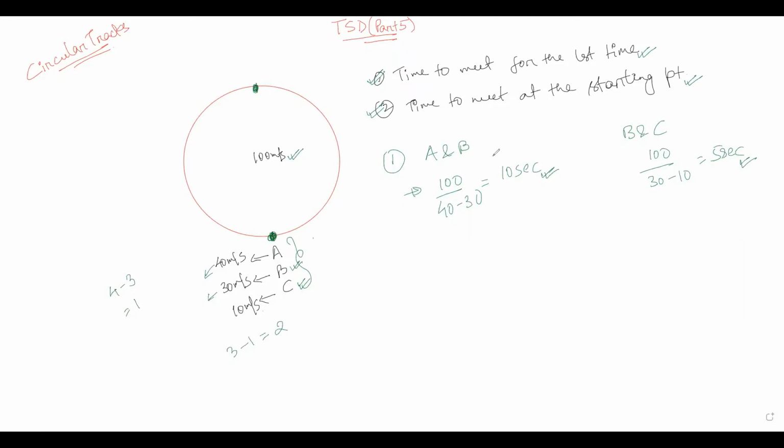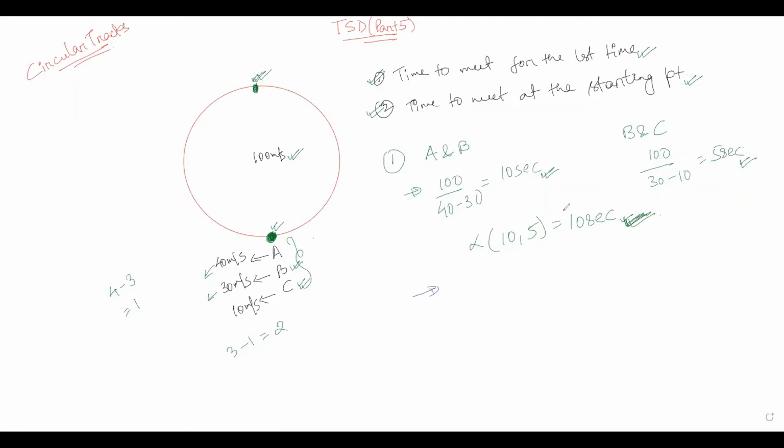So the time taken for all A, B, and C to meet for the first time would be simply the LCM of 10 and 5, which would be 10 seconds. Also, this 10 seconds would be the time to meet all of these three persons at the starting point, as A and B meet only at this point and B and C meet at this point and a point which is diametrically opposite to this point. So this 10 seconds would be the time to meet for the first time, and also the time to meet at the starting point.